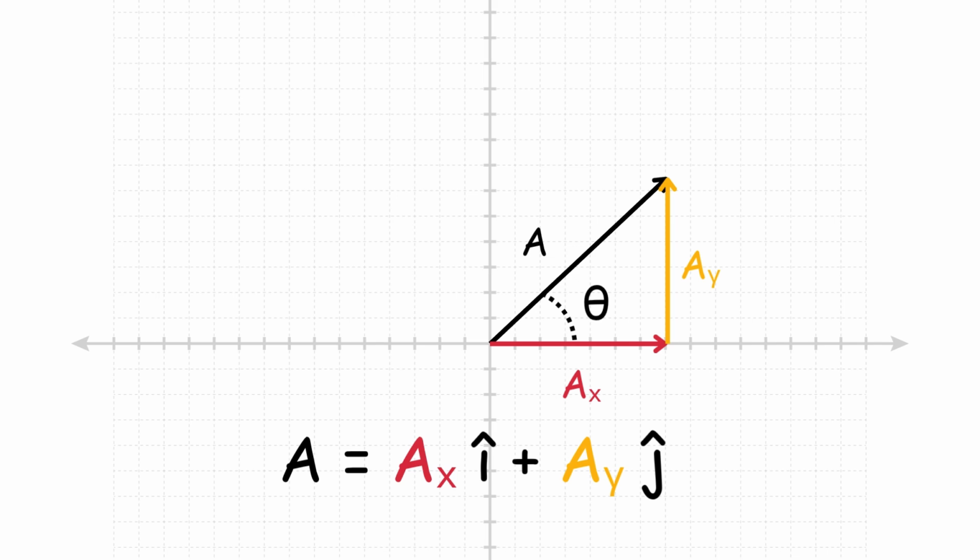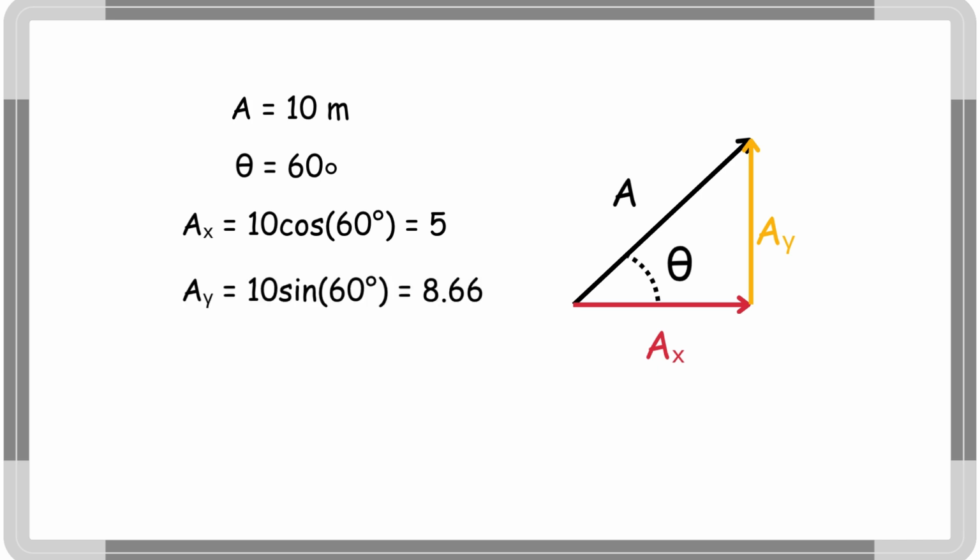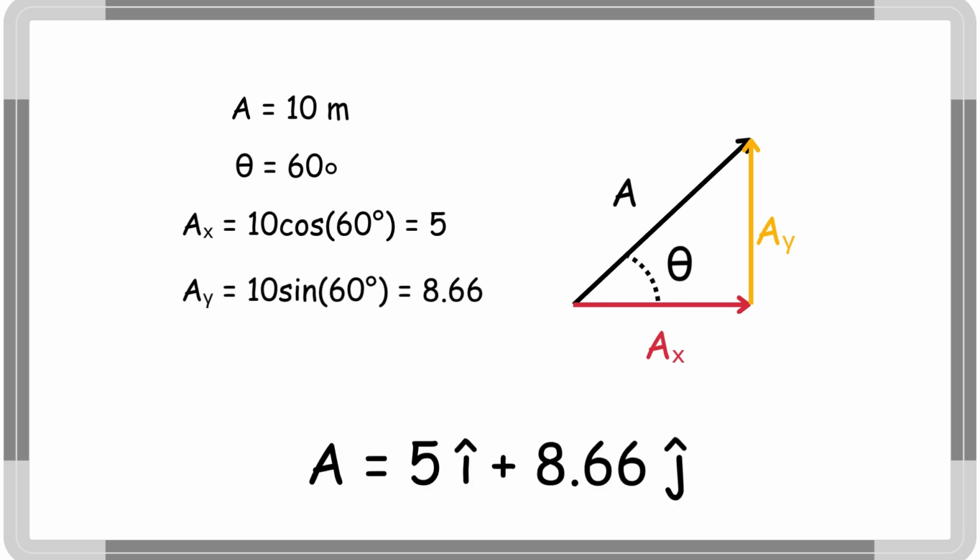Let's do an example. Suppose A equals 10 meters, and the angle is 60 degrees. Then, A_x equals 10 times cosine 60, which equals 5. A_y equals 10 times sine 60, which equals 8.66. So, the vector becomes A equals 5 i hat plus 8.66 j hat.